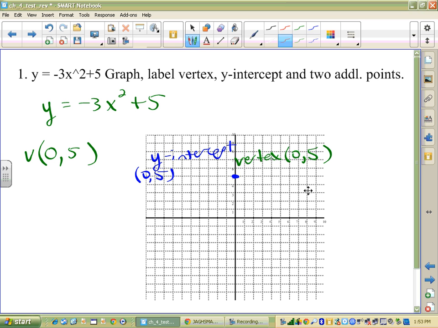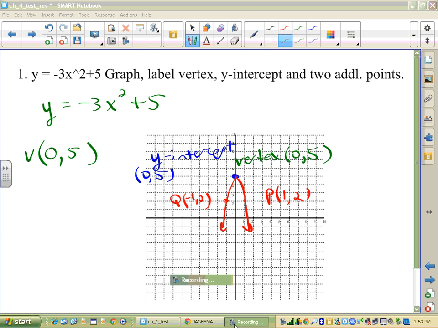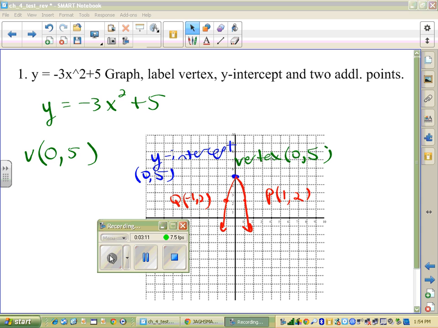Since a is negative 3, I'm going to go over 1 and down 3 and drop it like it's hot. So I get the point P at 1, 2. And by symmetry, the point Q at negative 1, 2. And that's good enough. For sake of time, I think we better move on. We got that one out the way. We doing all right? Okay. So that's number 1.